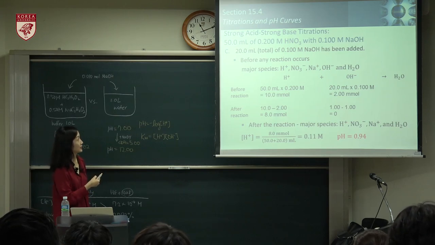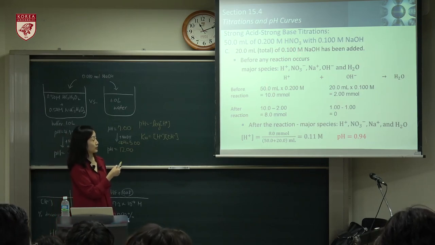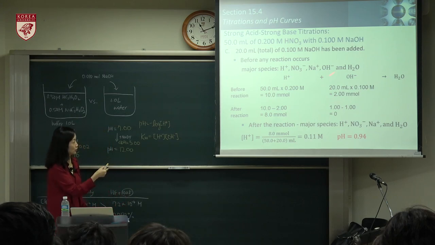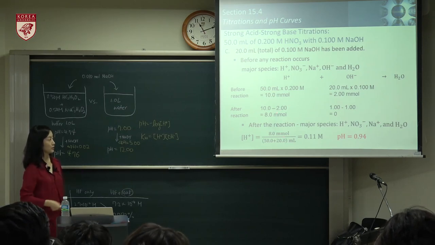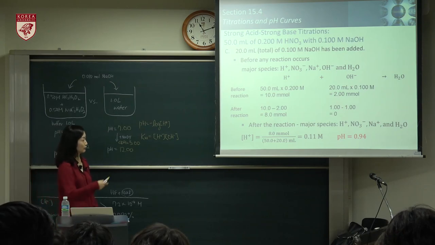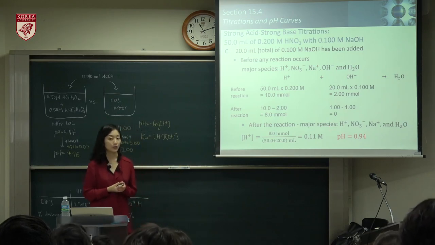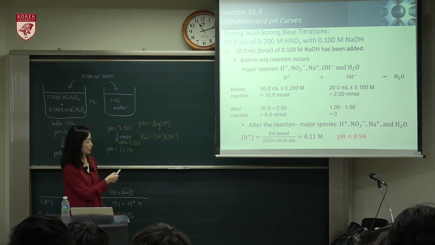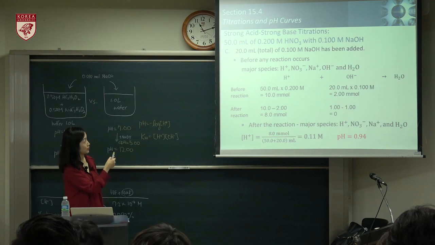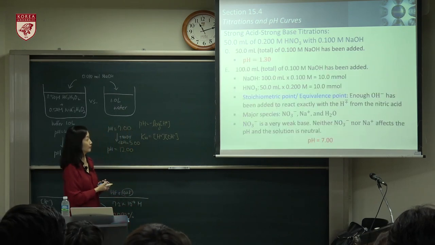Now let's add 20.0 mL of 0.100 molar NaOH. We follow the same steps, the same procedures. And if we calculate the amount of H+ that we are left with, we get 8.0 millimoles, okay? And after the reaction, since we used up all the OH-, we're left with H+, NO3-, Na+, and water. So the concentration of H+ is then 8.0 millimoles over the total volume, which is 50 plus 20, okay? And this is the concentration, and the pH is 0.94, okay?